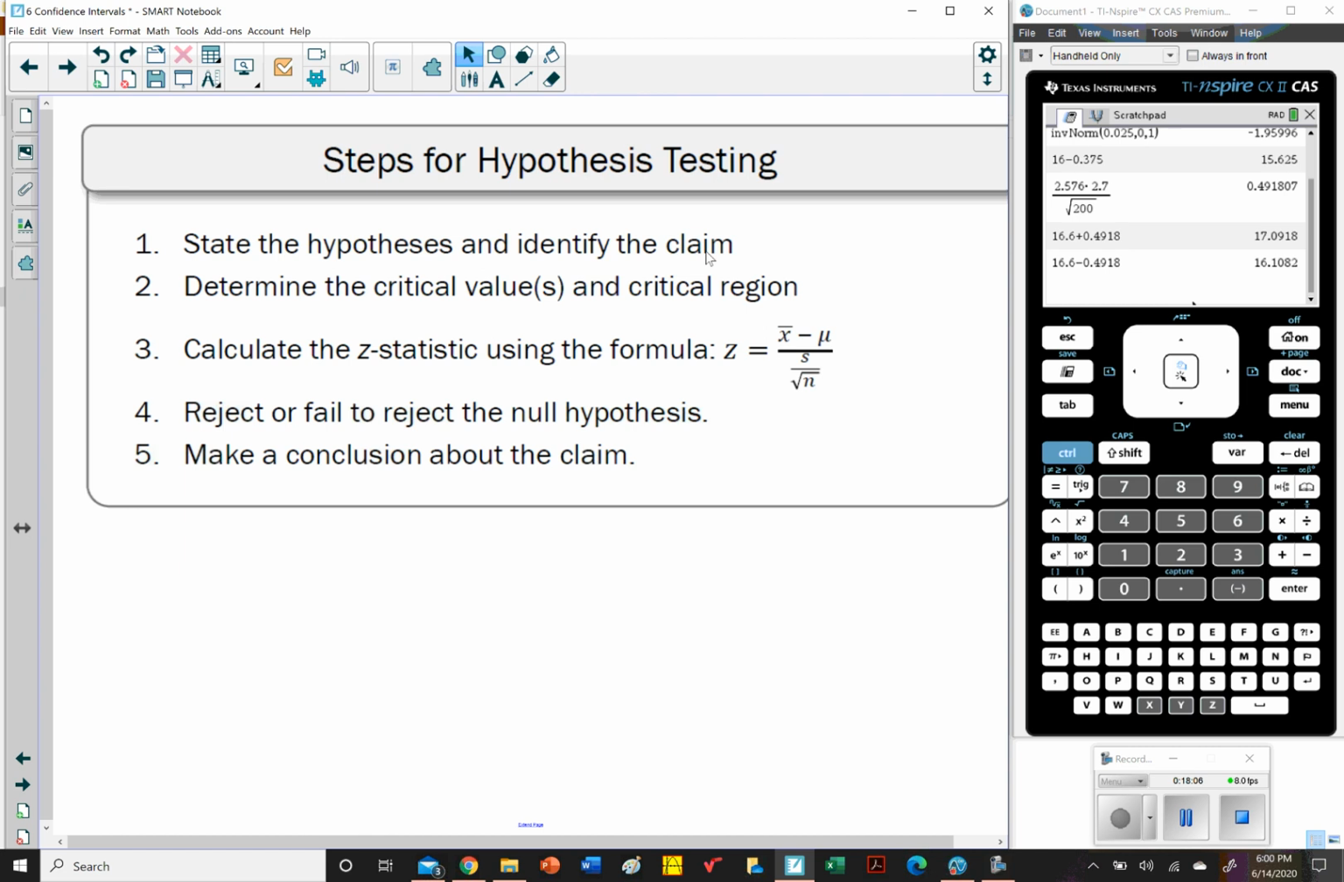And for hypothesis testing, we want to state the hypothesis and identify the claim, determine the critical values and the critical region, calculate the z-score, and either reject or fail to reject the null hypothesis. In that procedure, we can then make a conclusion about the claim. So let's look at a few of those.